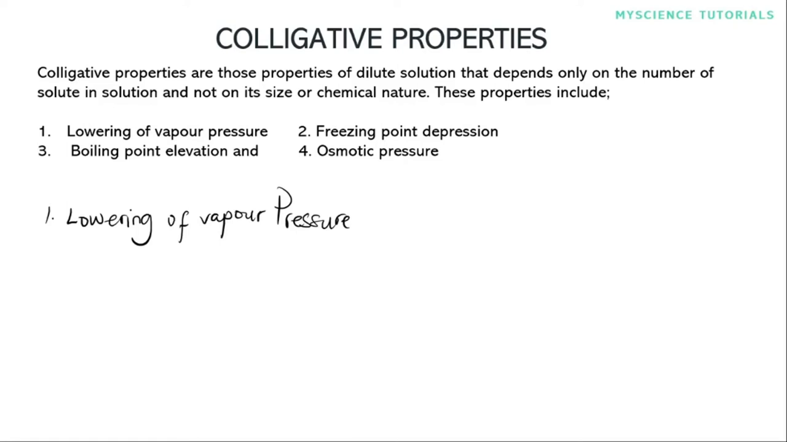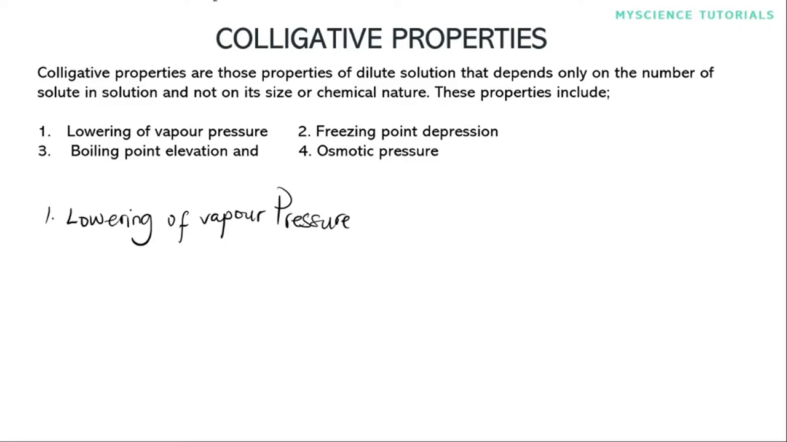Now when we dissolve a solute, the surface area where the molecules of the pure solvent will evaporate reduces, because we now dissolve a solute in the solvent. So the surface area is reduced, and therefore the amount of solvent molecules that become vapor and exert pressure now becomes less compared to the pure solvent. And this is what causes the vapor pressure of the solvent or the solution to reduce.